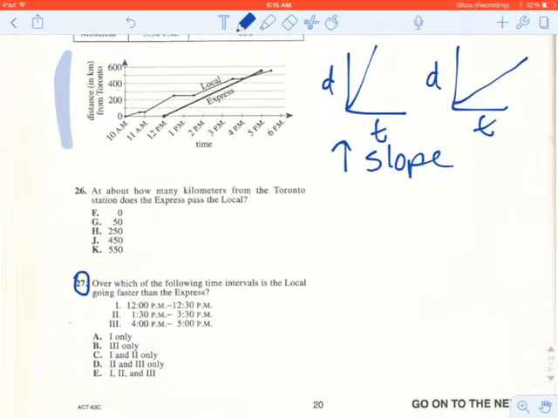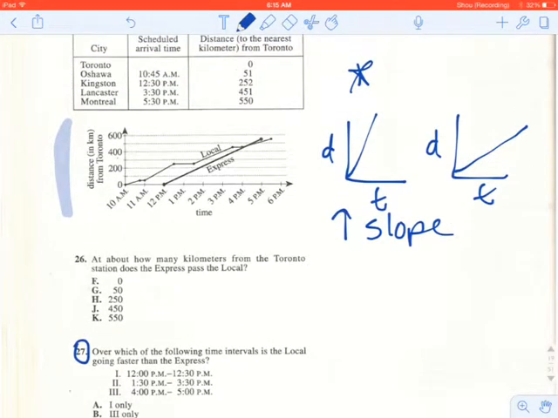So our intervals are 12 to 12:30. That's our first one. So here to here, somewhere in this range. So we're looking at the slopes. So the express here versus the local here. And it's pretty difficult to tell from here. The local does have a slightly higher slope.